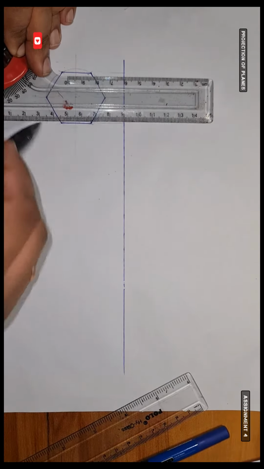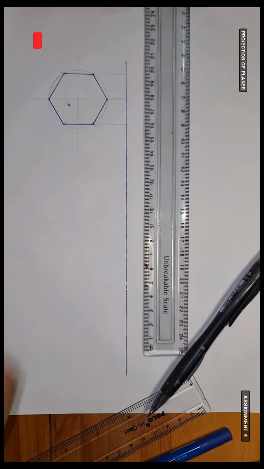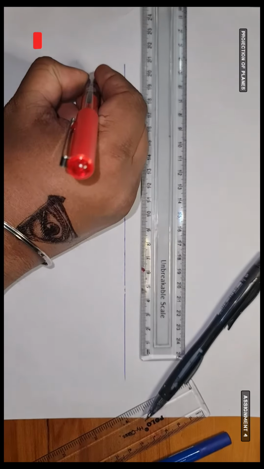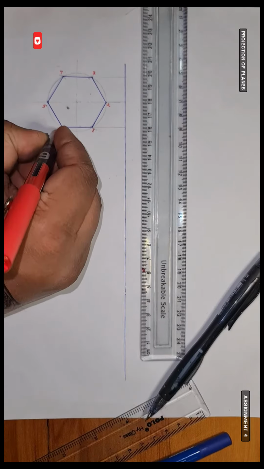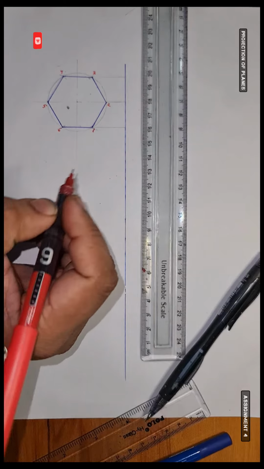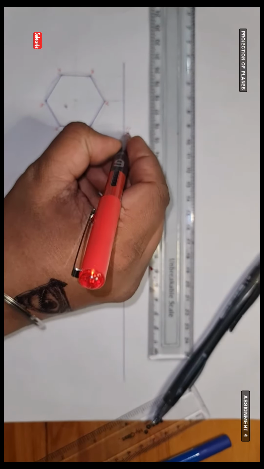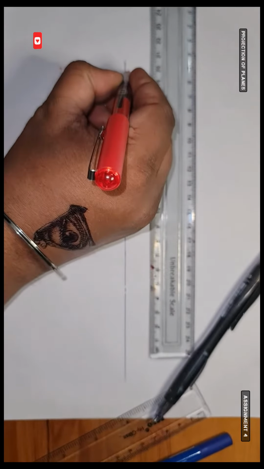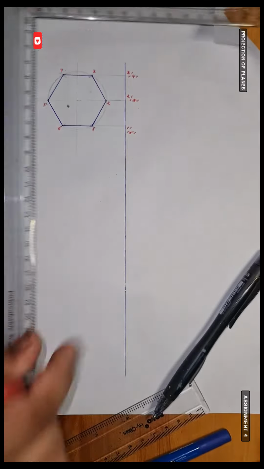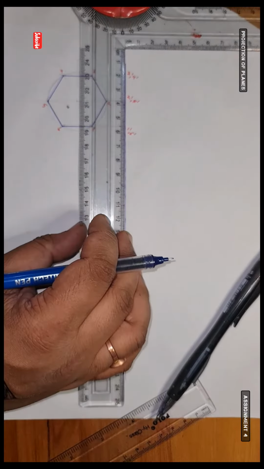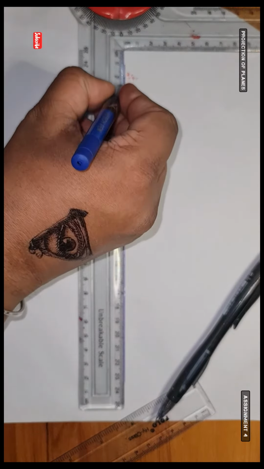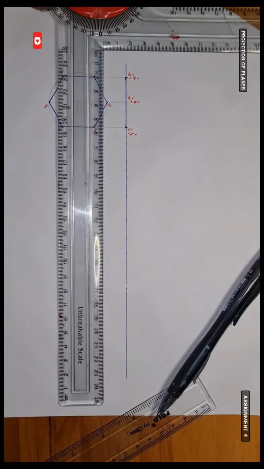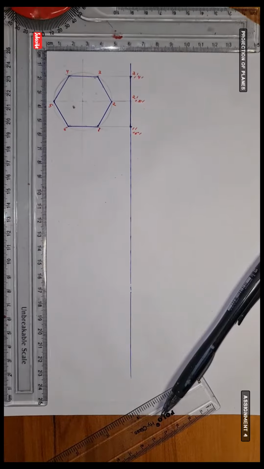In order to make the front view, mark their corners 1, 2, 3, 4, 5, 6. Okay, 6 corners are there. This is 1 dash comma 6 dash, 2 dash comma 5 dash, this is 3 dash comma 4 dash. So this is your front view.